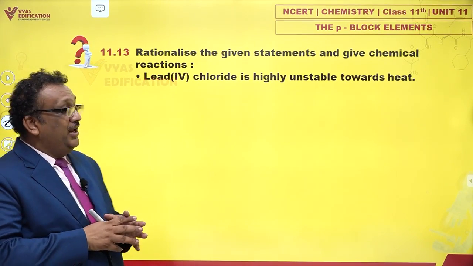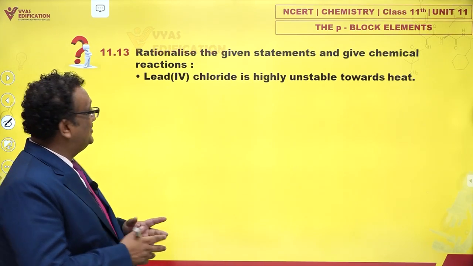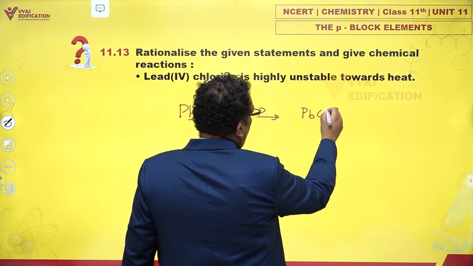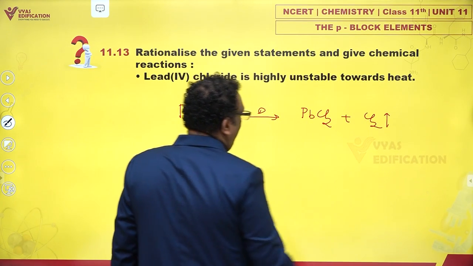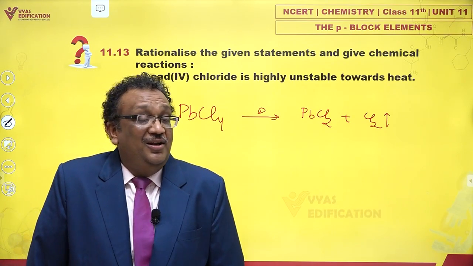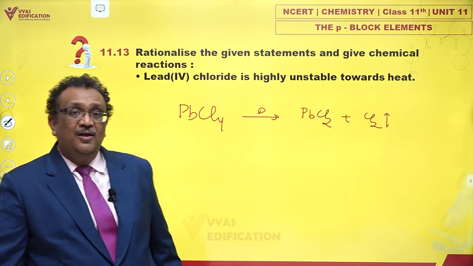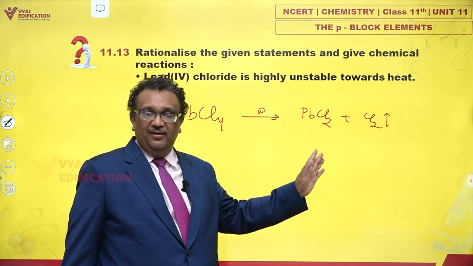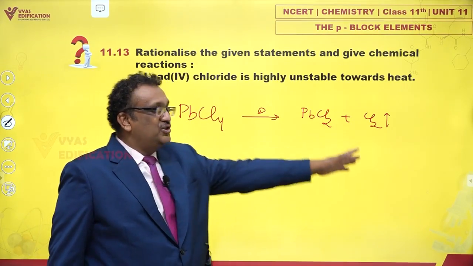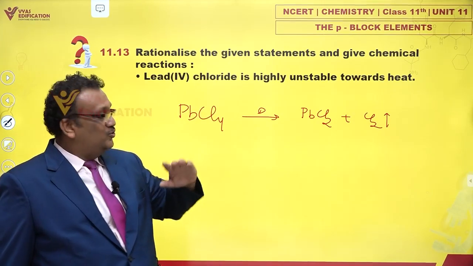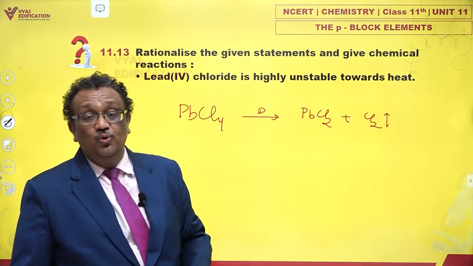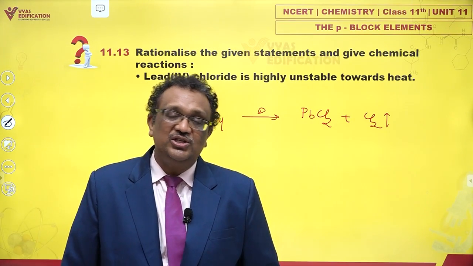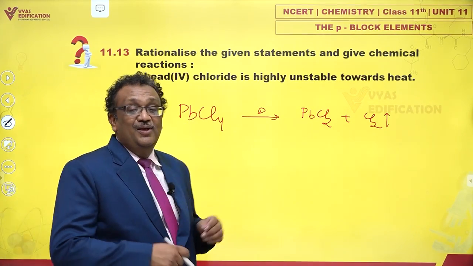Lead 4 chloride is highly unstable towards heat. Yes, it is. If you heat PbCl4, it will decompose into PbCl2 and chlorine. Why? Again, because of inert pair effect, lead is very unstable in +4 state. On heating, you are making it more reactive. You are trying to break bonds. Do bonds break? Yes, they do. And not just that, it oxidizes Cl- to chlorine, and lead +4 gets reduced from +4 to +2. The motivating factor of this is inert pair effect. Lead is more stable in lower oxidation state +2 as compared to the higher oxidation state of +4.